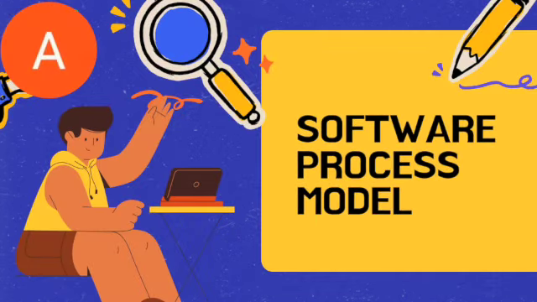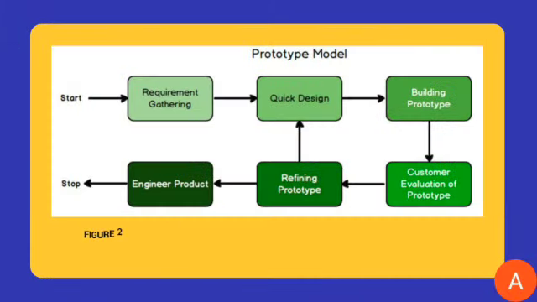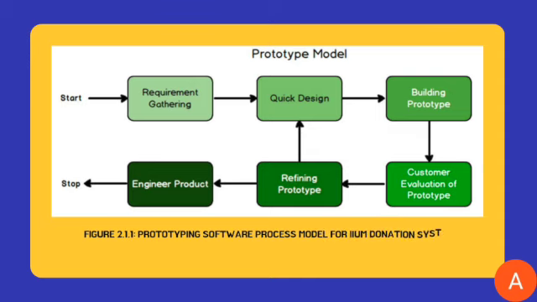Next is the software process model. So for our IIUM donation system, we are using the prototype model. The first step is requirement gathering, where we identify the requirements needed by customers. And then moving on is quick design, where we will provide a simple picture of the design of the prototype based on the requirements gathered from the clients.